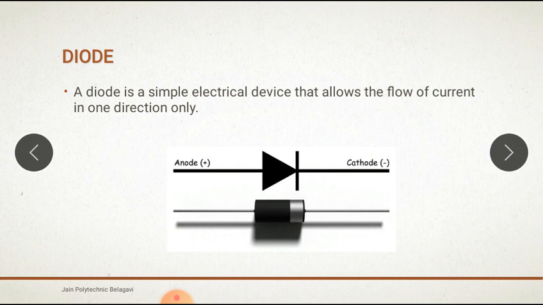The working principle of a diode is that when the cathode or filament is heated to a high temperature, it starts emitting electrons. If the anode is connected to the positive terminal of the supply with respect to the cathode, the electrons will be attracted by the anode. This causes an electrical current to flow from anode to cathode. Here the current flows from anode to cathode.